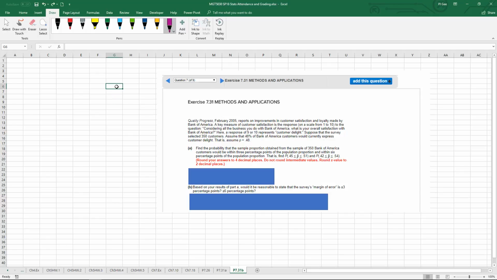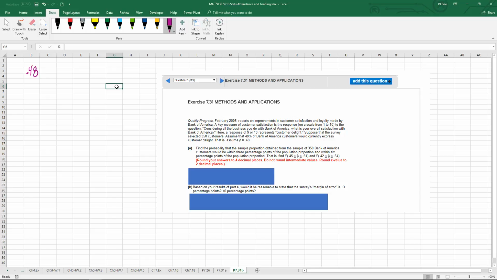All right, so here in our problem, it's the 7th problem of the homework, exercise 7.31 as far as the text is concerned. And basically it's referring back to a Quality Progress February 2005 report on improvements in customer satisfaction and loyalty made by Bank of America. Okay, so good. Here's an applied problem. There was a customer satisfaction survey that went out, and they consider a 9 or 10 as being customer delight. And it said that we ended up with a proportion of 0.48, or 48% of respondents, were delighted.